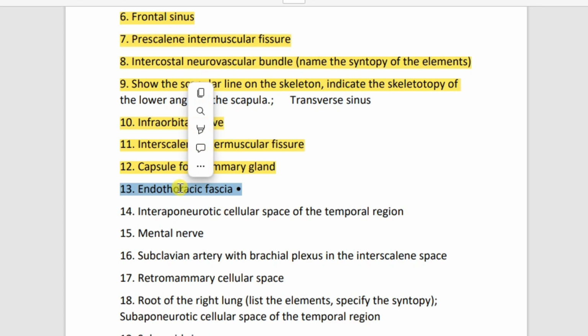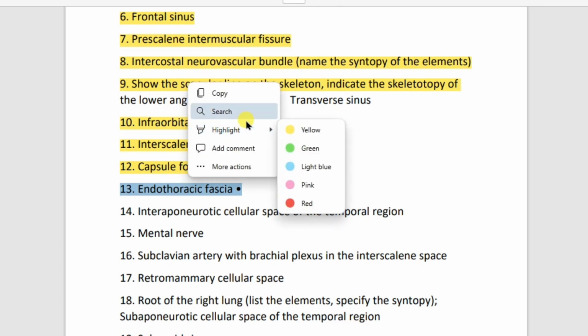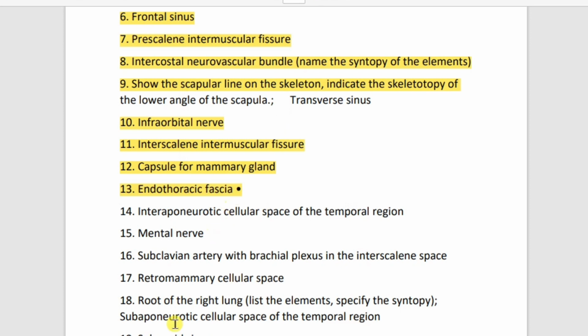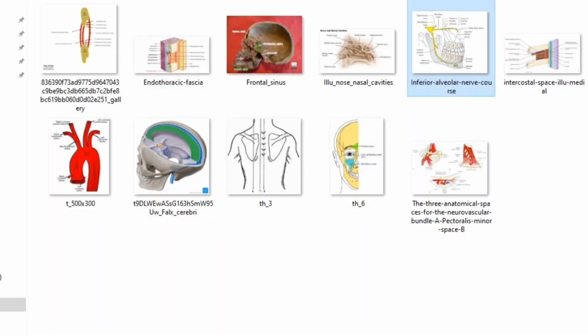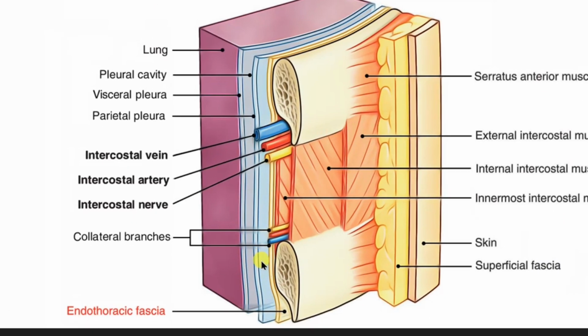We have the endothoracic fascia. So the endothoracic fascia, where can we find it? We can find it in the thoracic region, or in the thorax. This one is your endothoracic fascia, in the skin color.